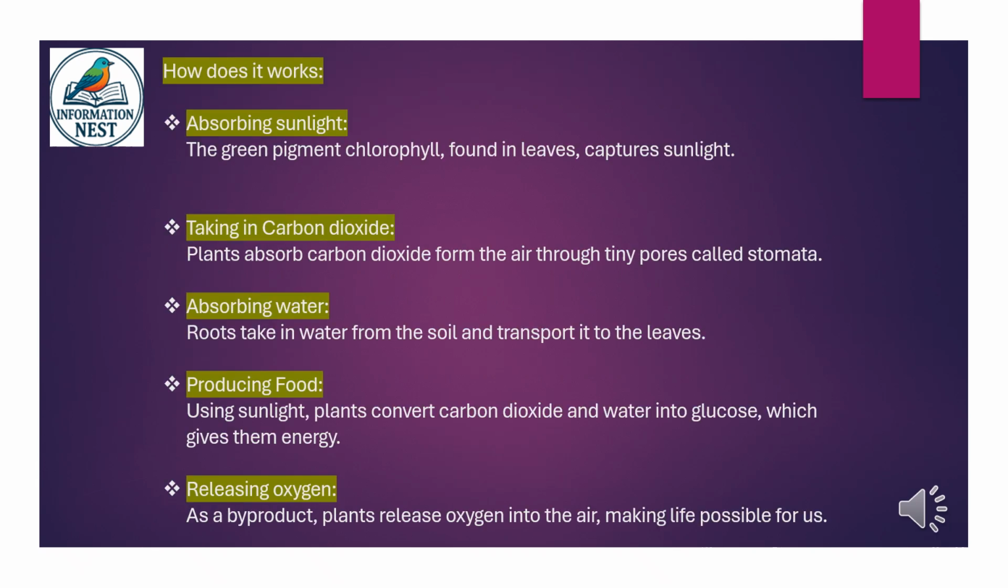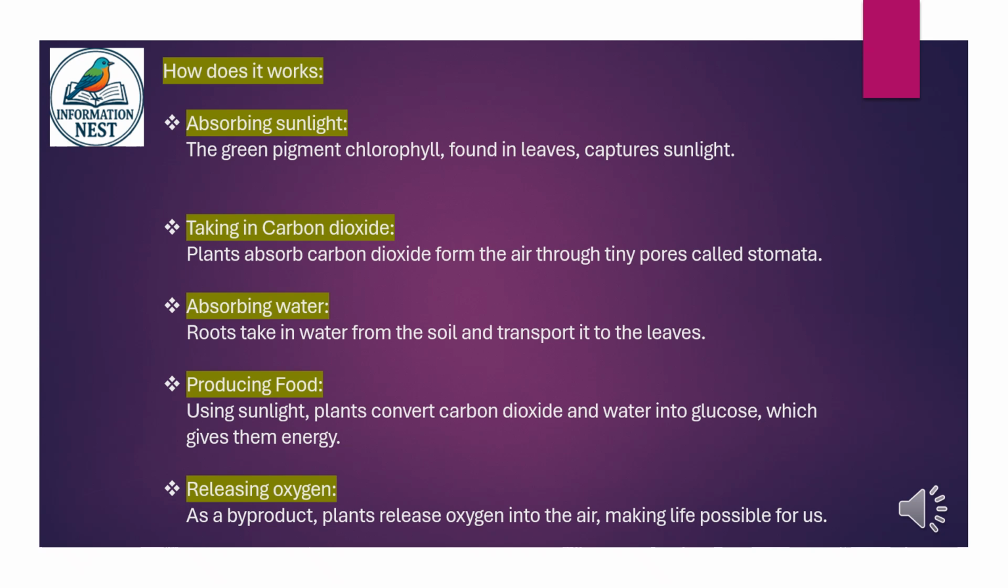Let's see how this photosynthesis process works. First step is absorbing the sunlight. We have this green pigment present in the leaves, which is nothing but the chlorophyll, that will capture the sunlight. Then the next step is absorbing the carbon dioxide present in the environment through tiny pores present on the leaves, which are nothing but the stomata.